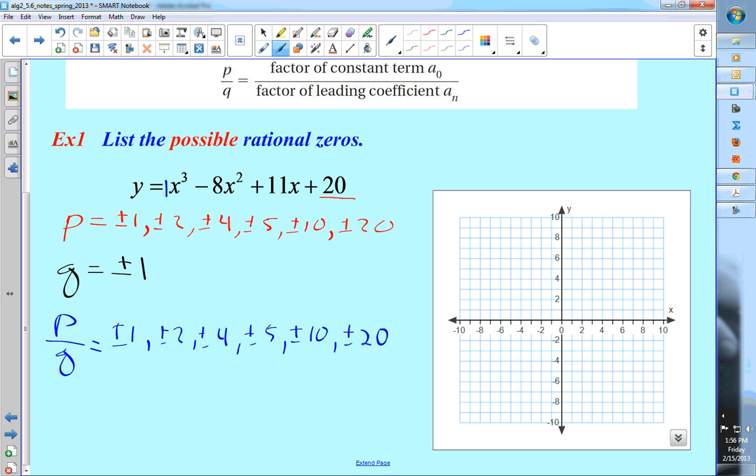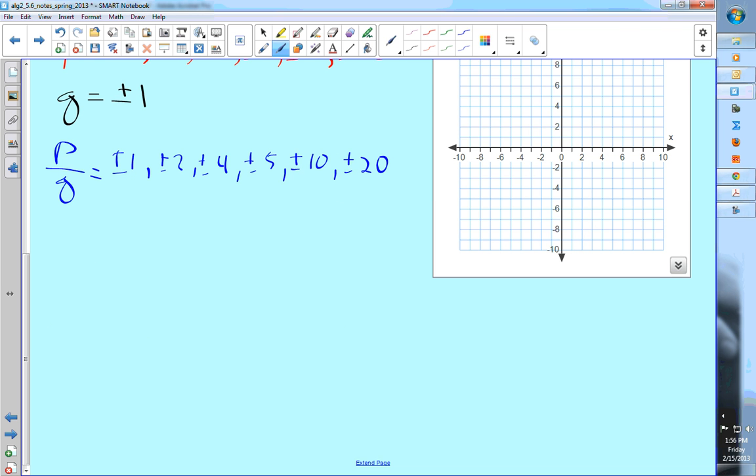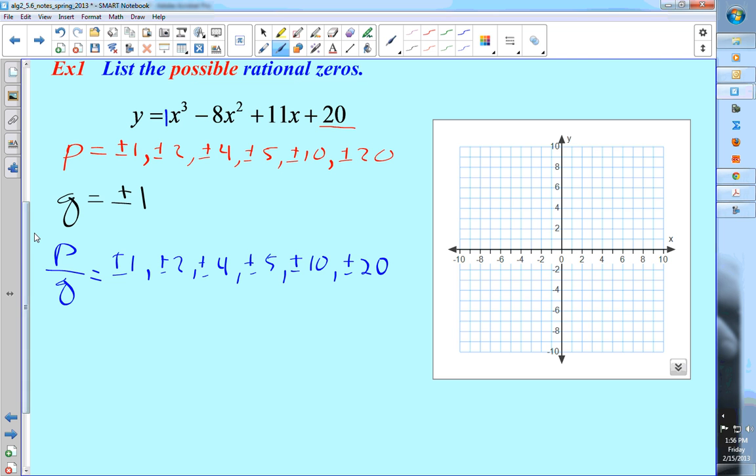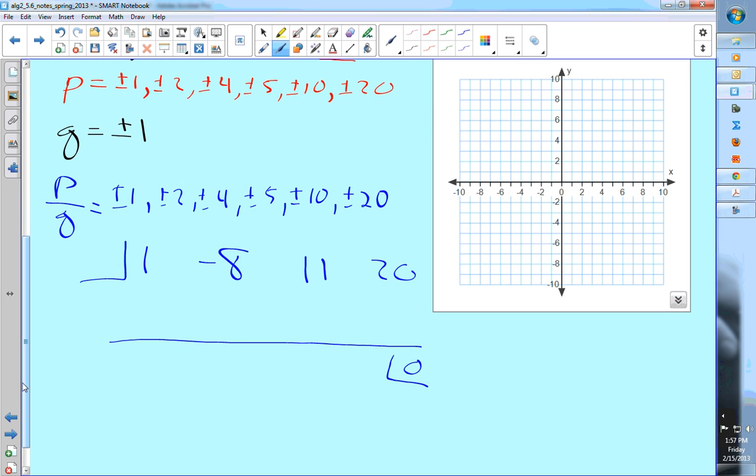These are your potential rational roots. If they're your potential rational roots, we're going to find out which one it is by synthetically dividing. 1, -8, 11, and 20. What are we shooting to get? 0. If we got a 0, we knew we would have a root, and therefore we would have a factor.